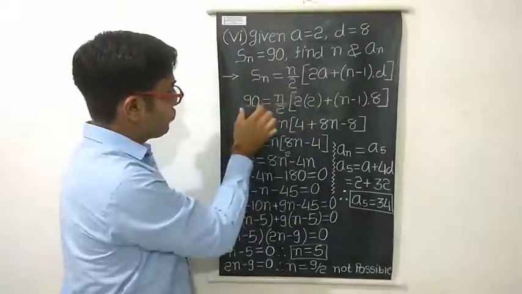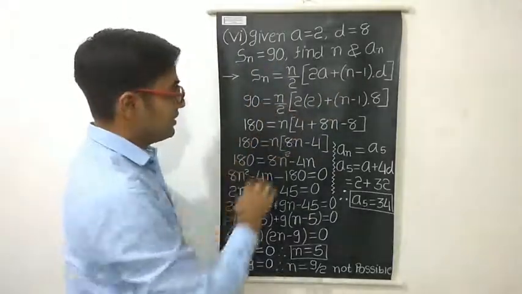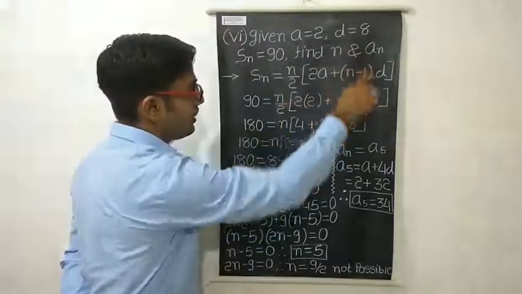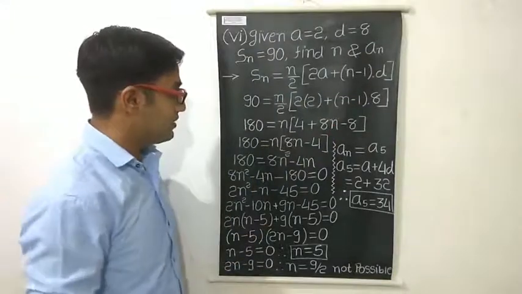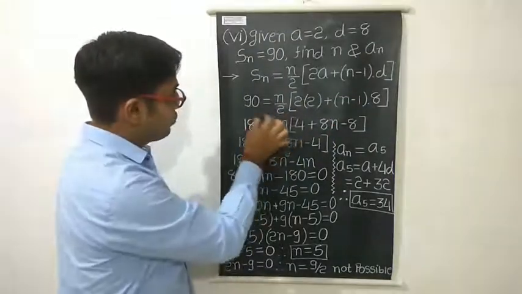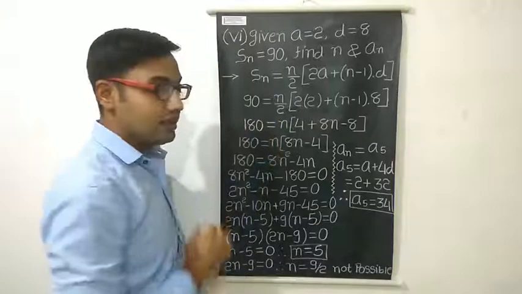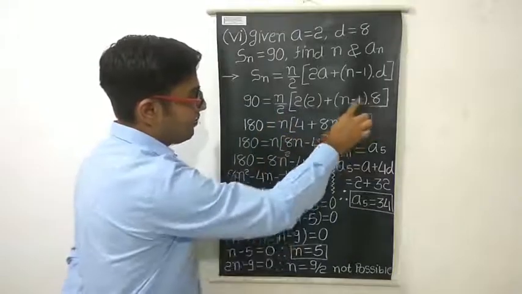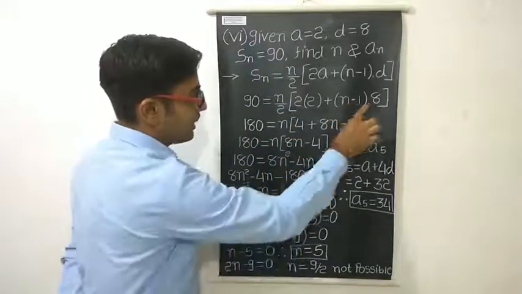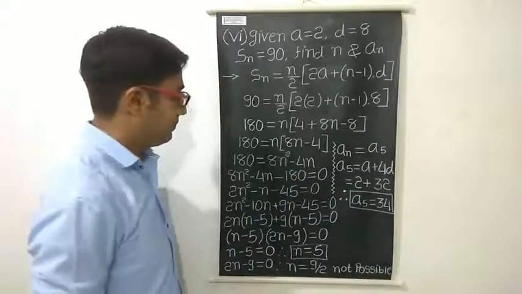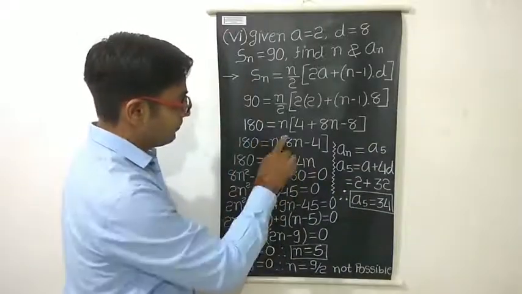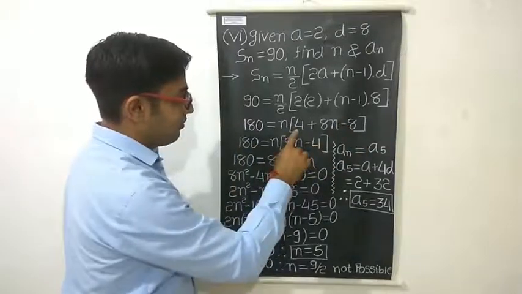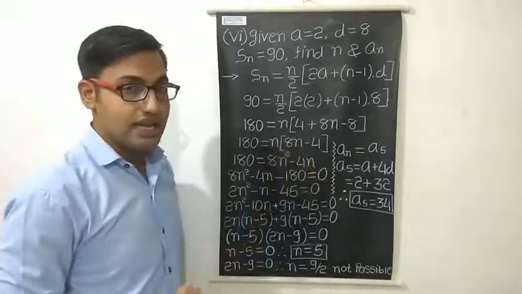Value of Sn is equal to 90, n by 2 remains as it is, 2 into a is equal to 2, plus n minus 1 into d, where d is equal to 8. Now simplify this. Take this 2 to the left hand side, it will multiply the 90, and we will get 180. That is equal to n times 2 into 4, that is 8, multiplying both the terms, so we get 8n minus 8. Then by simplifying 4 and minus 8, we get minus 4, and 8n remains as it is.